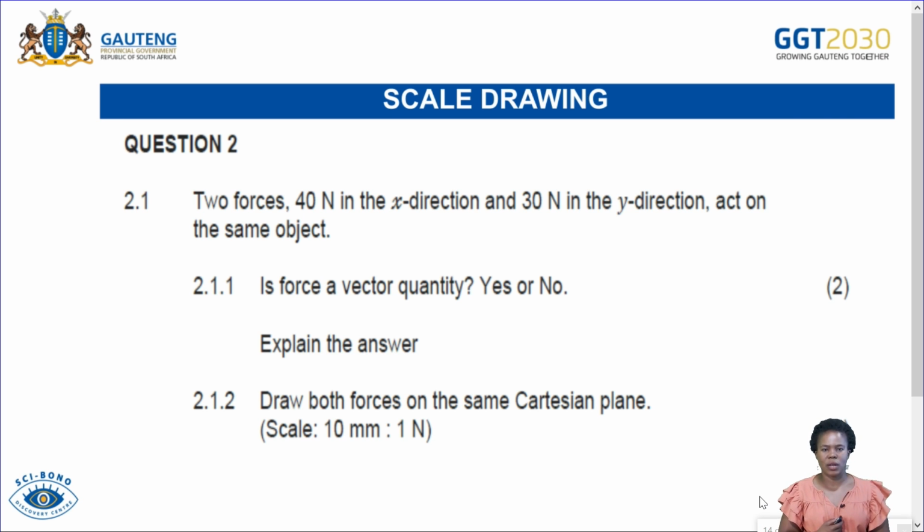We're looking at question 2 now. We are reminding each other how to use scale. When we are given a scale, how do we use it so that our drawings are in scale? Question 2 says 2 forces, 40 newtons in the x direction and 30 newtons in the y direction, act on the same object. First, question 2.1.1: is force a vector quantity, yes or no? So yes, it is a vector quantity.